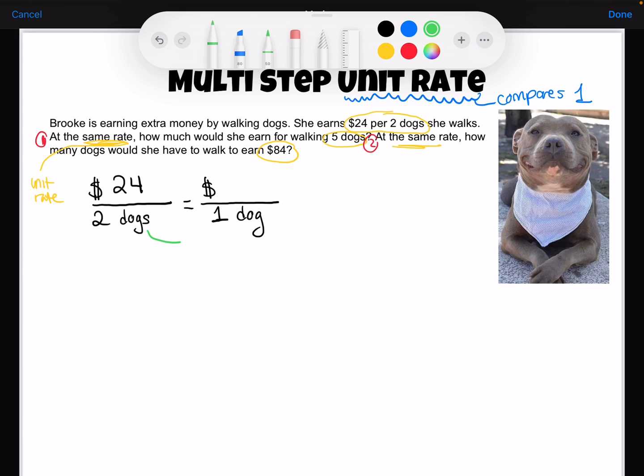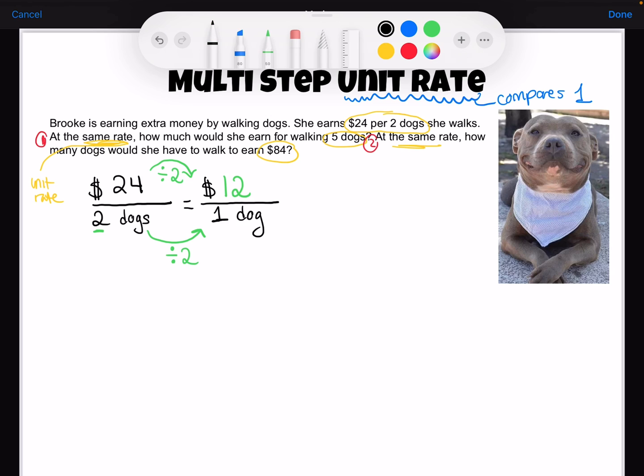We know that we're going from 2 dogs to 1 dog. In order to do that, we have to divide by 2. We always divide by that denominator there. We're going to do the same thing to our top number. We have 24 divided by 2. You can always use a calculator, and you will get $12 per 1 dog. So that's helpful, but that doesn't answer the question just yet.